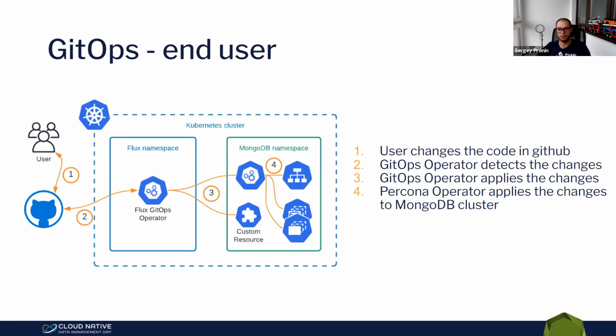And for the end user, if we go a bit deeper into the details, it looks like the user goes to GitHub, changes the code there, it's carefully reviewed by some other teams, the reviewers, and once it is merged, the GitOps operator, I have Flux here as an example, detects these changes, and as step number 3, these changes are automatically rolled out somewhere, right? In this case, we have MongoDB in a separate namespace in Kubernetes, and these changes are rolled out.